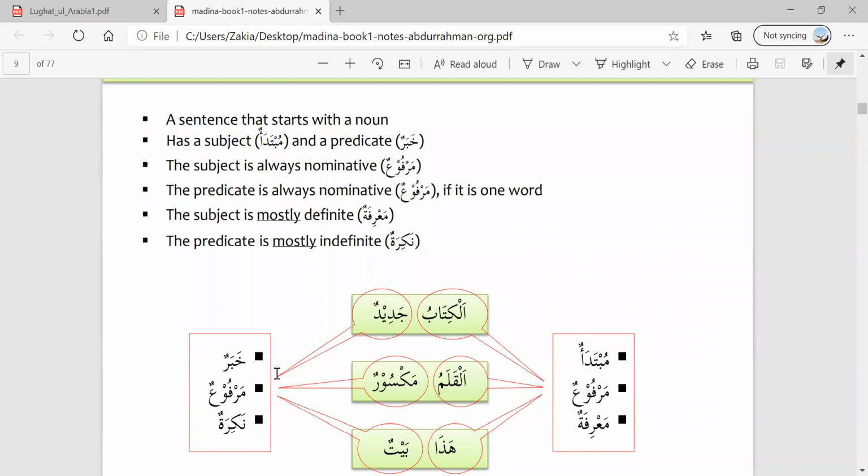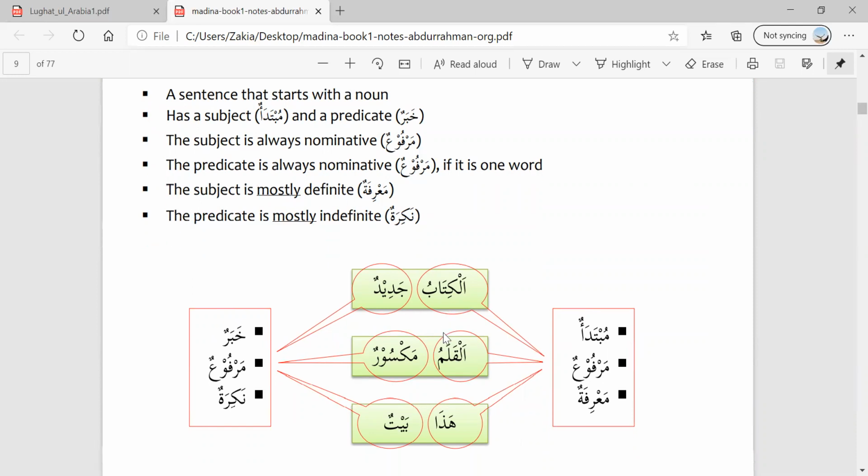The subject is always going to be in the nominative case, which is marfu'un, and we've just seen that. And the predicate will also be in the marfu'un case. But the only difference is the subject will be definite, and the predicate, the khabar, will be nakira, which is indefinite. Subject is definite and the predicate is indefinite. So let's have a look at some examples here.